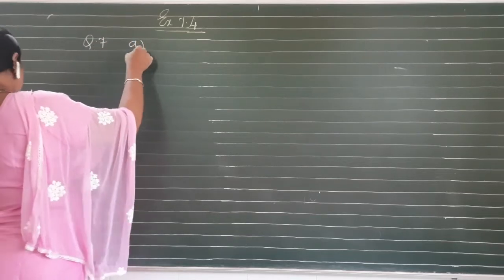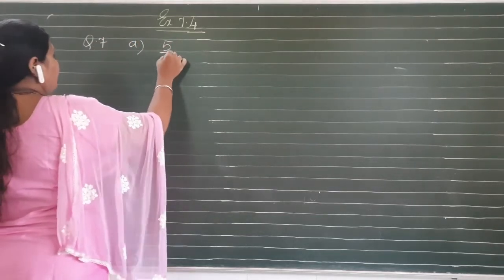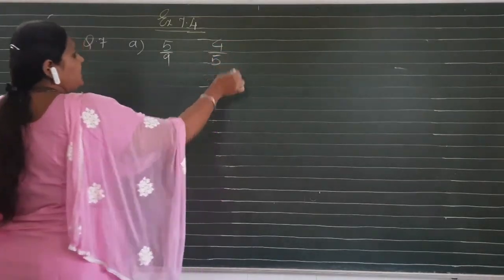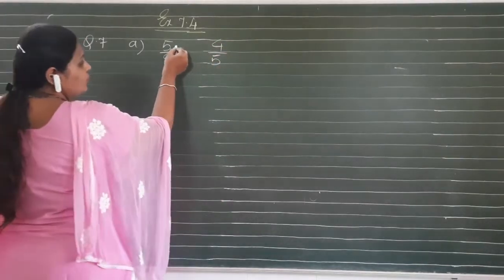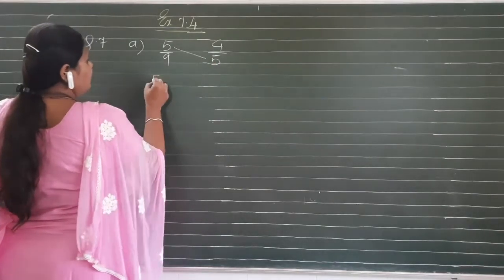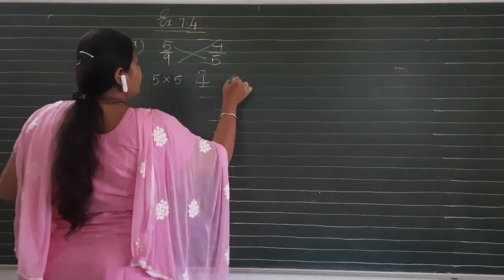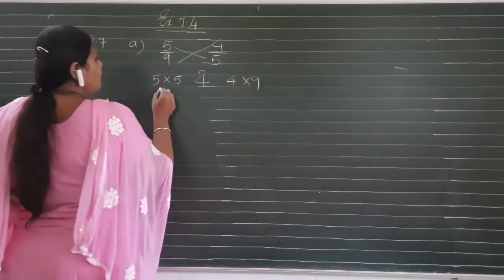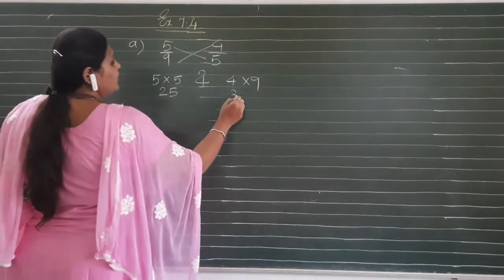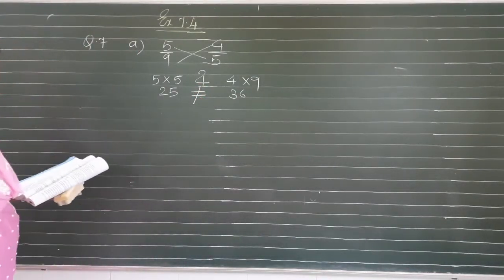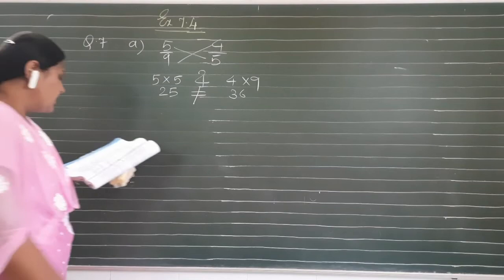A. Is 5 upon 9 equal to 4 upon 5? Let's check. We'll do cross multiplication. 5 will be multiplied by 5 and 4 will be multiplied by 9. 5 fives are 25, 36. These values are not equal. So these fractions are not equal.